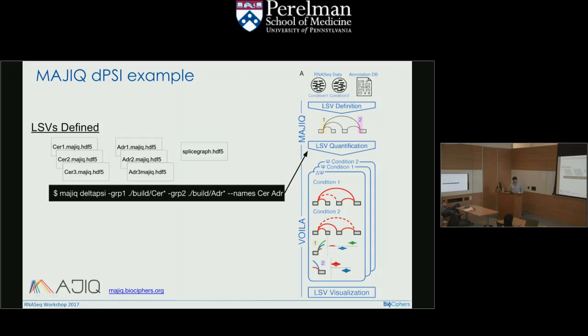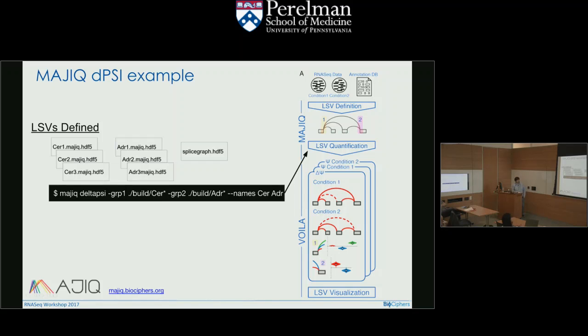Next, we want to quantify those LSVs. In this toy example, we're comparing between 2 experimental groups. So we'll run MAJIQ delta psi. And all you need to give the delta psi quantifier is your MAJIQ.hdf5 files that come from group 1. We're calling group 1 cerebellum here. And your MAJIQ.hdf5 files that come from adrenal gland, group 2. And you tell it what the names of those 2 groups are, and you'll get going.